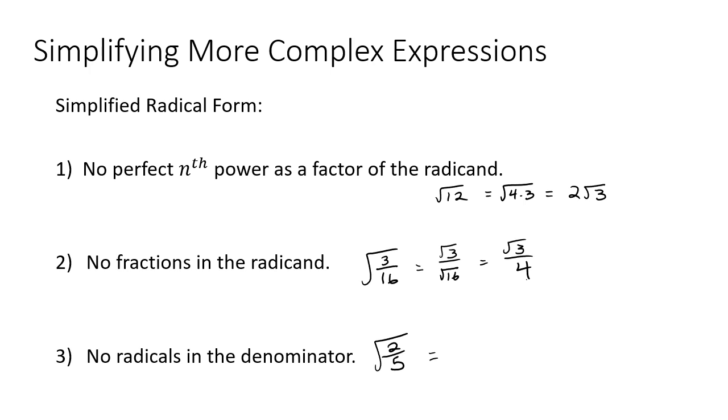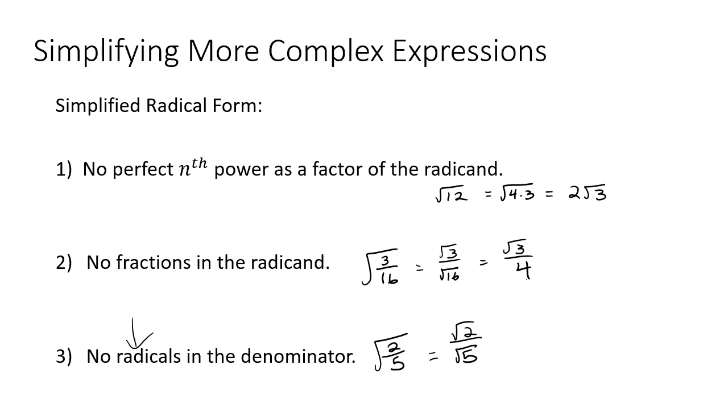So the first thing you might do is, much like the previous example, break it up. Square root of 2 over square root of 5. The problem is that now the denominator square root of 5 doesn't work out cleanly like square root of 16 did. But this now violates the third condition for simplified radical form. There's a radical in the denominator. So we're going to have to get rid of that in other ways. And we're going to rationalize the denominator in order to accomplish that.